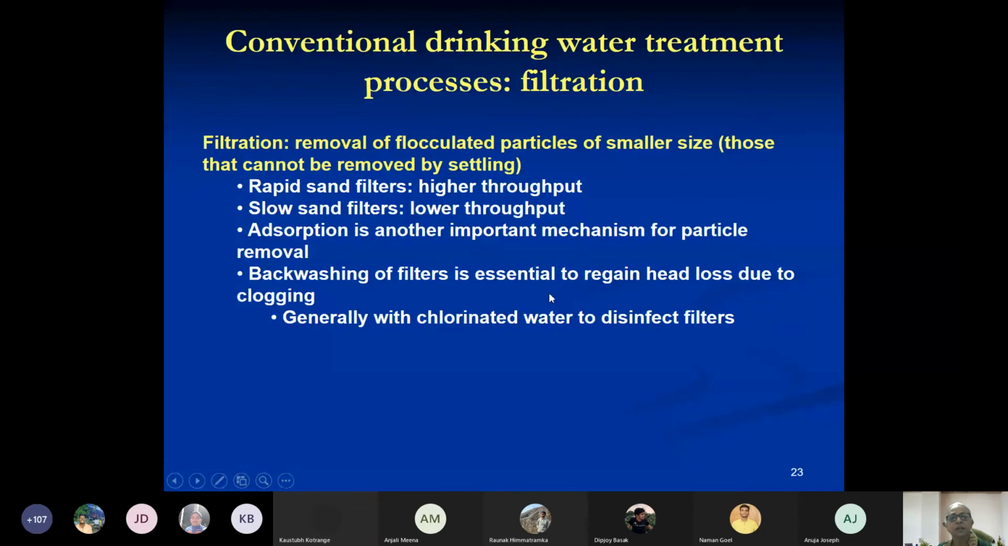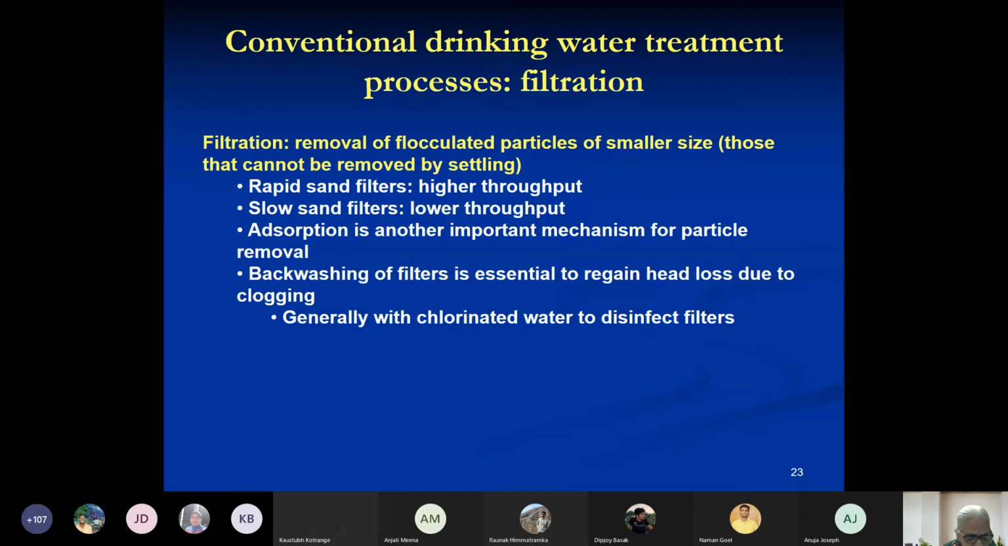So backwashing is very frequent in rapid sand filters. Like I said, it can range from a few hours, even 2 hours of operation, all the way to 24 hours. And it's never constant because it depends on the nature of the water quality.